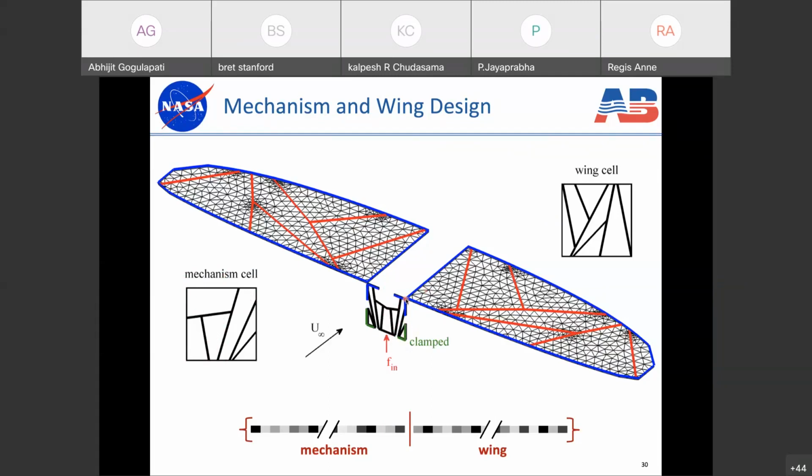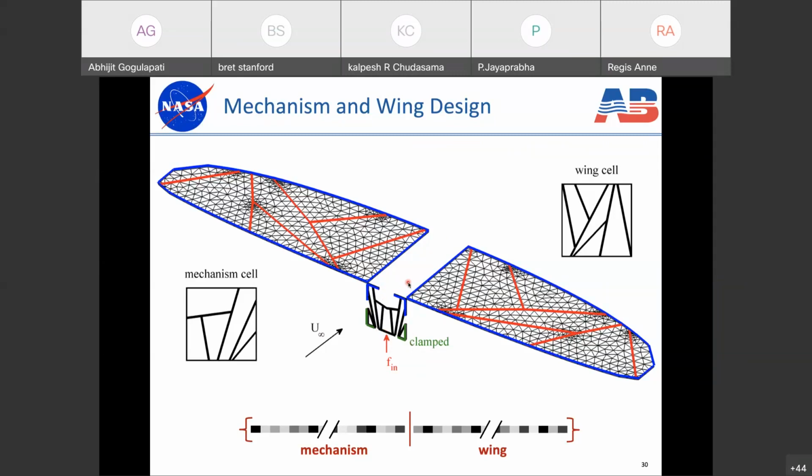And then I'm going to apply an oscillatory actuation force at the bottom, which comes from some unspecified source. And these wings will flap up and down, and we'll have a flow going from left to right over the page. So this is the idea. We're going to try to use the cellular division method to simultaneously optimize the wing topology and the mechanism topology at the same time. That's quite an ambitious task, I would say.